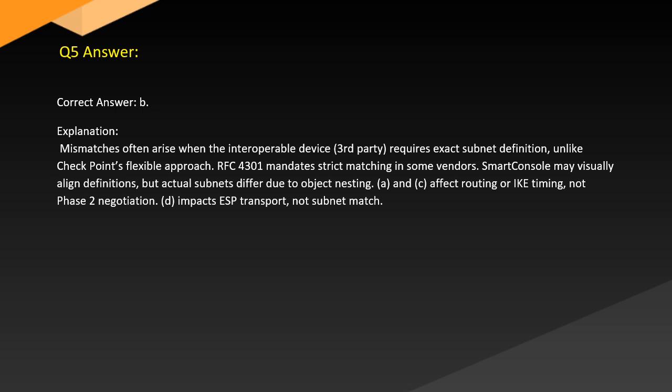Answer. Correct answer: B. Explanation. Mismatches often arise when the interoperable device, third party, requires exact subnet definition, unlike Check Point's flexible approach. Or RFC 4301 mandates strict matching in some vendors. SmartConsole may visually align definitions, but actual subnets differ due to object nesting. A and C affect routing or IKE timing, not Phase 2 negotiation. D impacts transport, not subnet match.